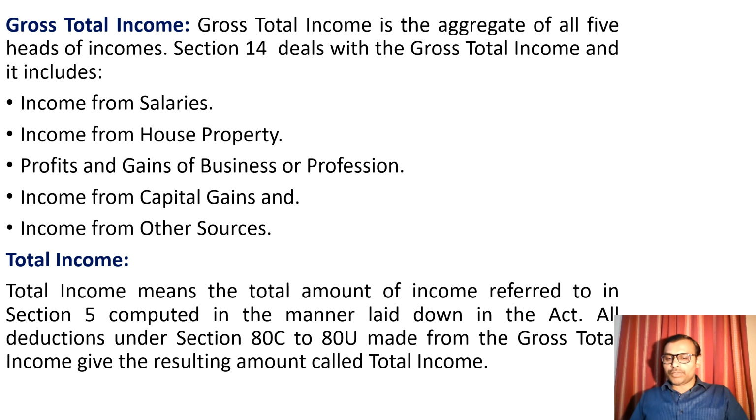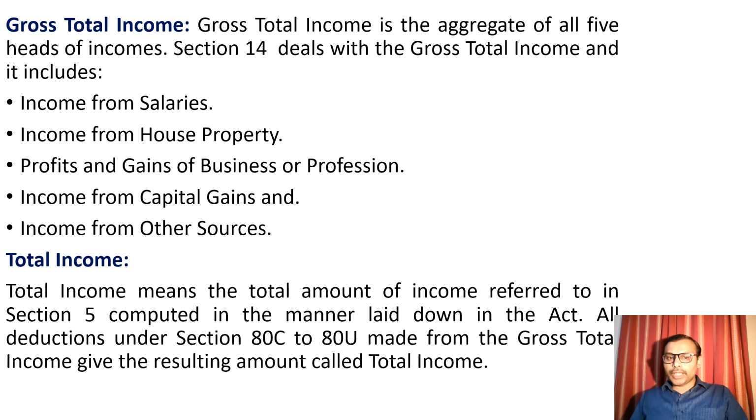Next, gross total income. What is the gross total income? See, gross total income is the aggregate of all 5 heads of income. Section 14 deals with the gross total income. In income tax, we have 5 heads of income. What are those 5 heads of income? One is income from salary. The person who is working as an employee will earn the salary from the employer. And income from house property. The person who lets out the building for rent, the owner, he is the assessee, he earns the rent from the tenant, so that is the income from house property.